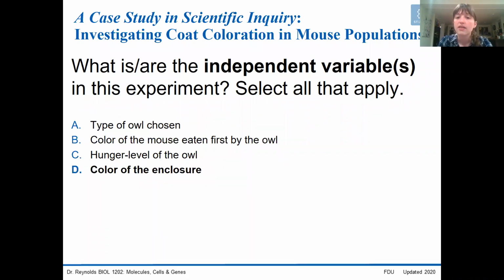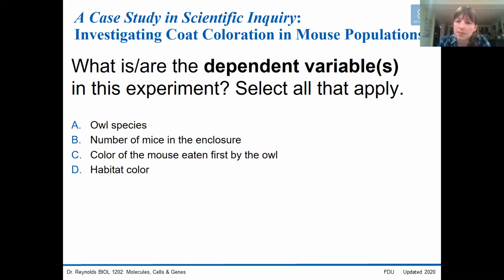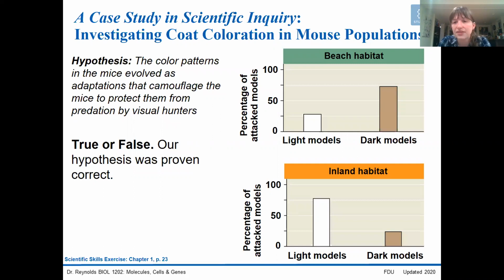So in this case, the color of the enclosure is going to be our independent variable. And remember, there's only ever going to be one independent variable. The dependent variable is what we measure, which in this case is the color of the mouse which is eaten first. So our hypothesis generated the following experiment, and here's the data. We have in the beach habitat light and dark mice, and in the inland habitat, that's the light colored habitat, light and dark mice. So true or false, our hypothesis was proven correct.